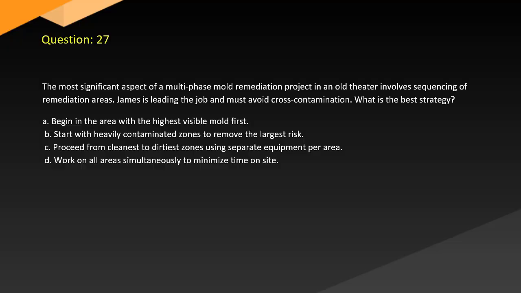Question 27. The most significant aspect of a multi-phase mold remediation project in an old theatre involves sequencing of remediation areas. James is leading the job and must avoid cross-contamination. What is the best strategy? A. Begin in the area with the highest visible mold first. B. Start with heavily contaminated zones to remove the largest risk. C. Proceed from cleanest to dirtiest zones using separate equipment per area. D. Work on all areas simultaneously to minimize time on site.